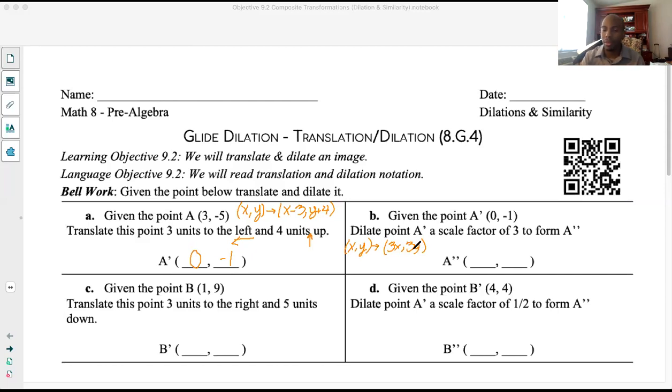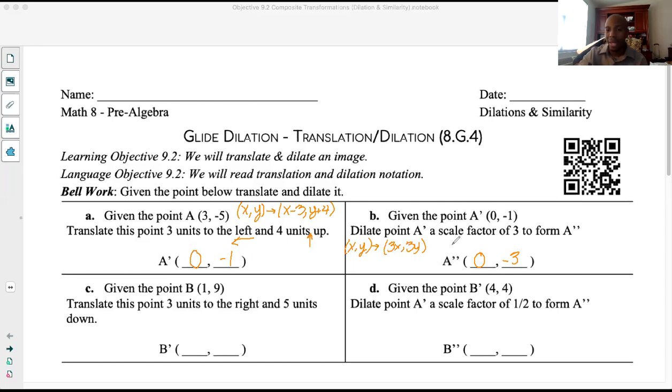So when I multiply X by 3, what is 0 times 3? Remember, we're using A prime. We're not using the original A. We're using A prime. So what is 0 times 3? That's going to be 0. What is -1 times 3? That's -3. So our new point, A double prime, is going to be (0, -3). Okay? (0, -3) is going to be our new point.